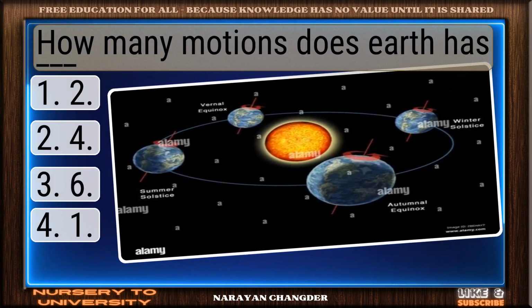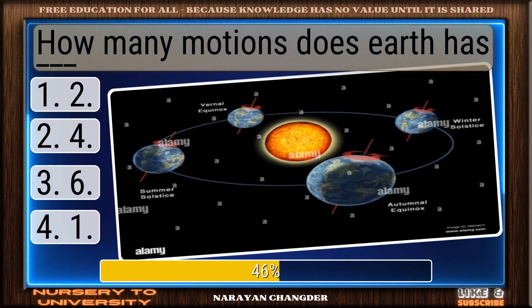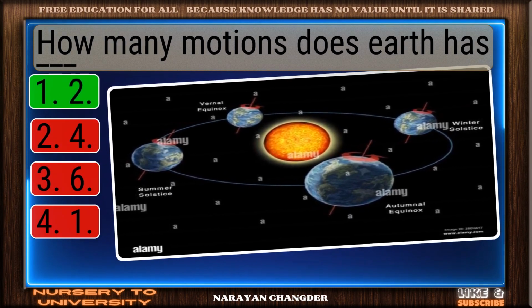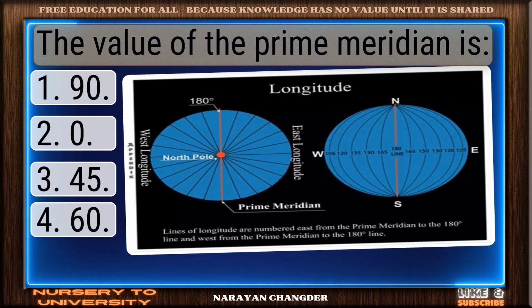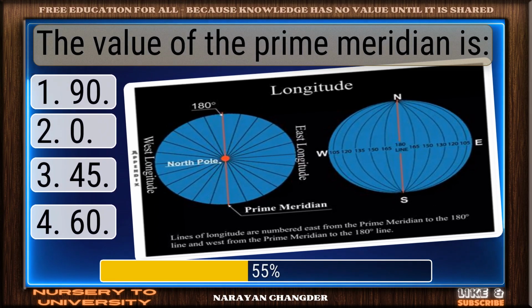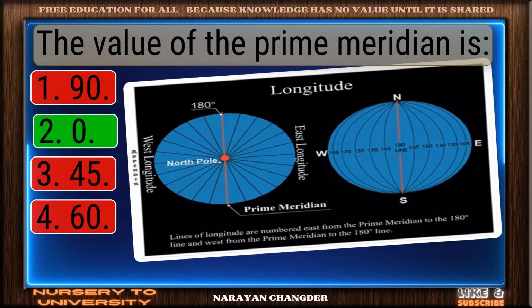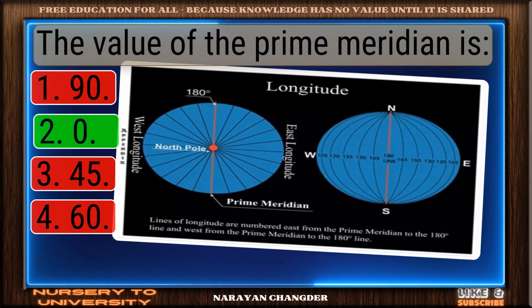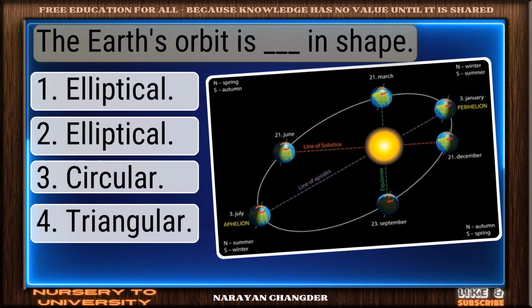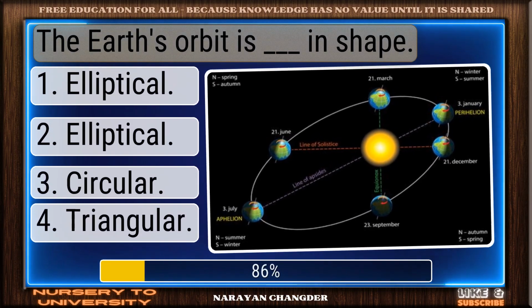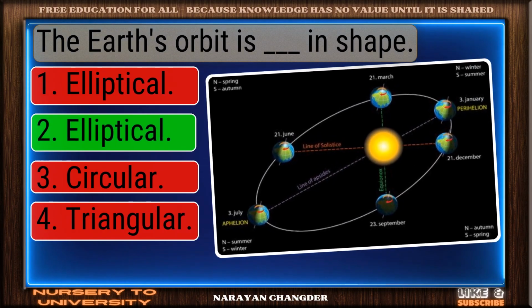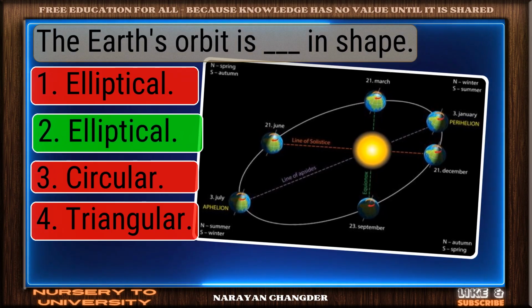How many motions does Earth have dash? Correct. 2 is the right answer. The value of the prime meridian is... Right again. Zero is a valid answer. The Earth's orbit is dash in shape. Solid response. Elliptical is a valid choice.